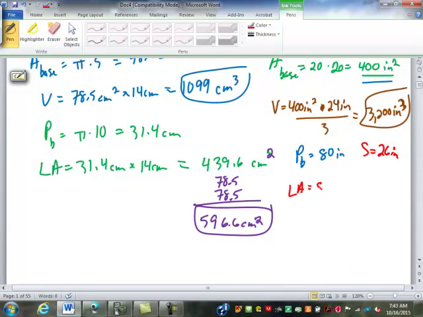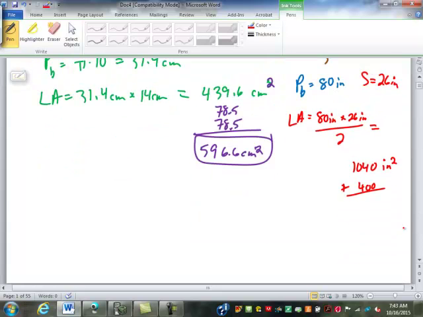So the lateral area is the perimeter of the base times the slant divided by 2, because those form triangles now. 1,040 inches squared, sound right? It's the lateral area plus the area of the base. This is only one base, so just add it once. 1,440 inches squared. Total surface area.